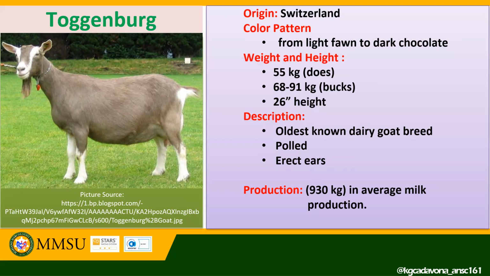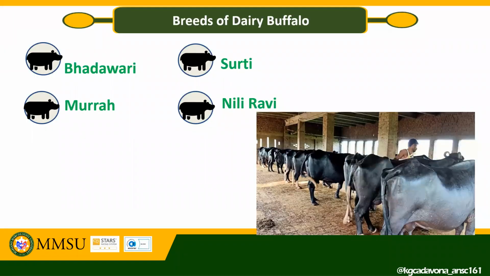Then the Toggenburg have well-developed udders and they are also noted for their excellent udder development. Then at the average level, a mature Toggenburg buck weighs about 68.91 kilograms and a doe weighs at least 55 kilograms. So yun yung mga dairy or most common na dairy goats na available dito sa Philippines.